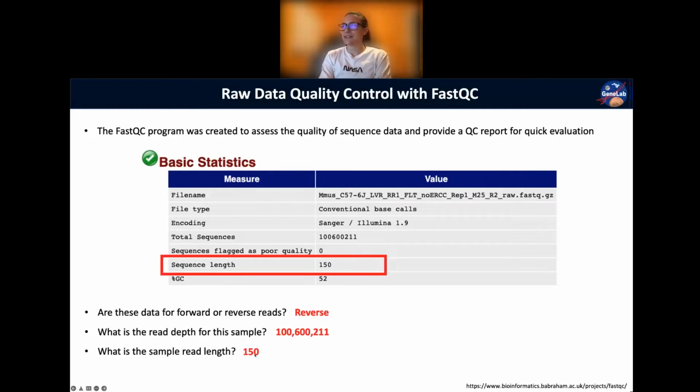I'm putting this out here just because Joel jumped the gun and answered this with the read depth question, but the sample read length for us is 150, and we know that because it tells you sequence length 150. So again, really nice. You'll also notice these are raw data, so the sequence length is only one value. That also gives me confidence that this is indeed raw data. Nothing has been done with these reads yet.